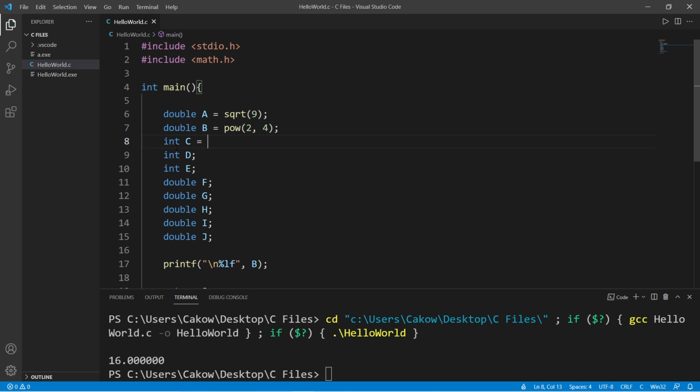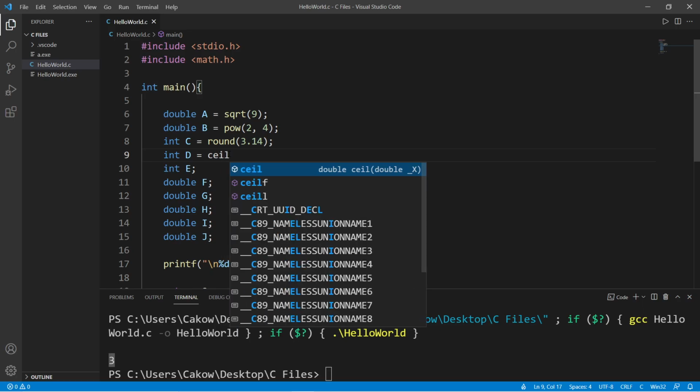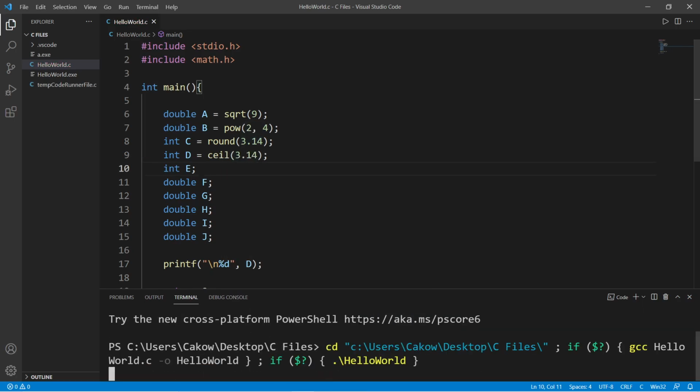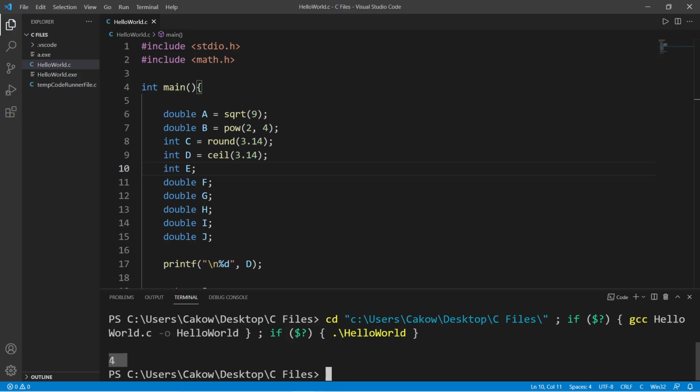We can round a number, and I will store this within an integer. Let's round 3.14. Oh, and then make sure you use the appropriate format specifier for ints. 3.14 rounded is 3. Now, by using the ceil, short for ceiling function, we can always round a number up. 3.14 rounded up is 4.